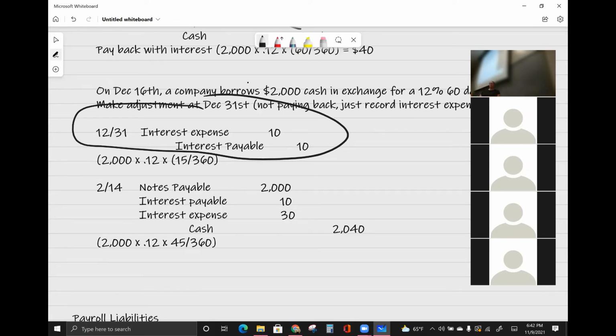Sometimes our loans aren't due at that last day of the month, so you want to accrue that interest. And so your interest expense is a debit, and instead of interest payable, we call it accrued interest. And we just leave it at that. We know a 2,000 account is payable. A lot of companies will do that.